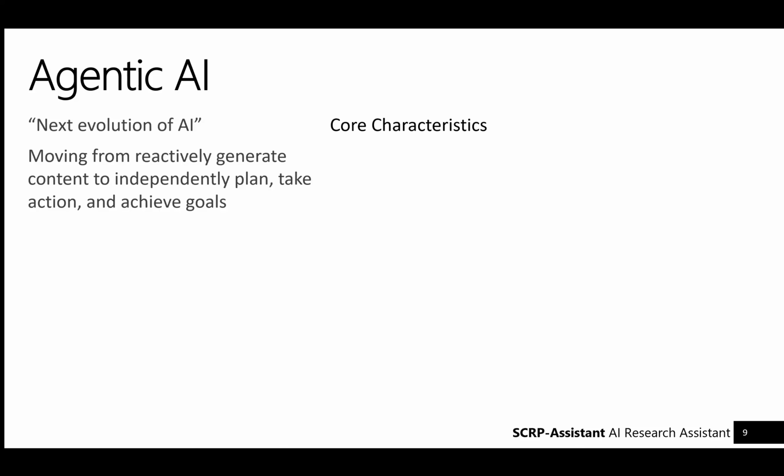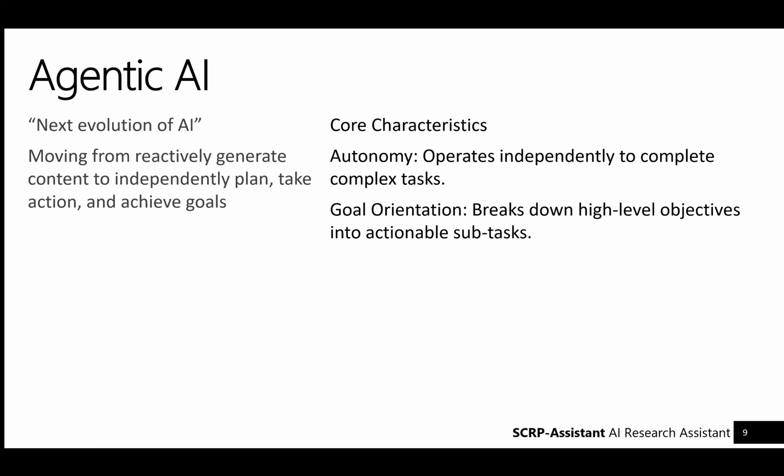So there are four core characteristics of agentic AI. First, autonomy. It should be able to do things independently, especially on complex tasks. Goal orientation. This is something you will see a lot when you start using these AI agents, is that they have learned or they are guided to break down high-level objectives into actionable subtasks. You'll be able to actually see them do that, right? Basically, they're going to make a plan. This is a characteristic of all these AI agents.